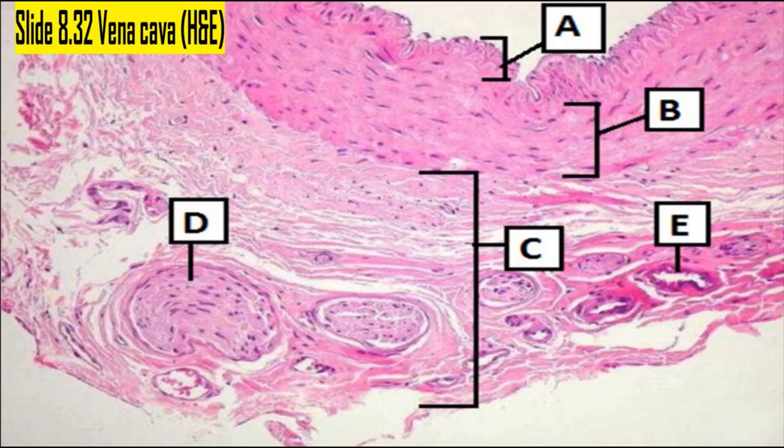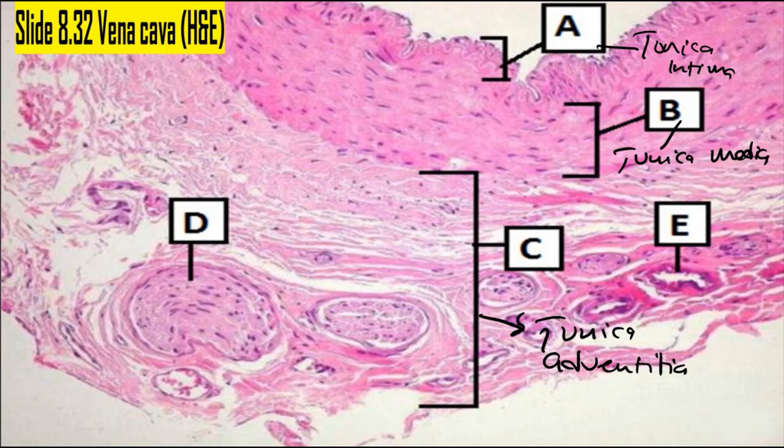This A here is the tunica intima. B is the tunica media. And then C is the tunica adventitia. E here is a blood vessel. So as you can see here, this is a blood vessel. Okay. So this is just a venule.